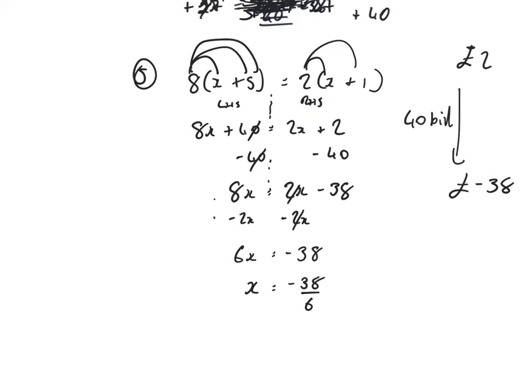Now that wouldn't simplify to a whole number, but I can divide top and bottom by 2. Okay, so minus 38 divided by 2 is minus 19. 6 divided by 2 is 3. Final answer, minus 19 over 3.